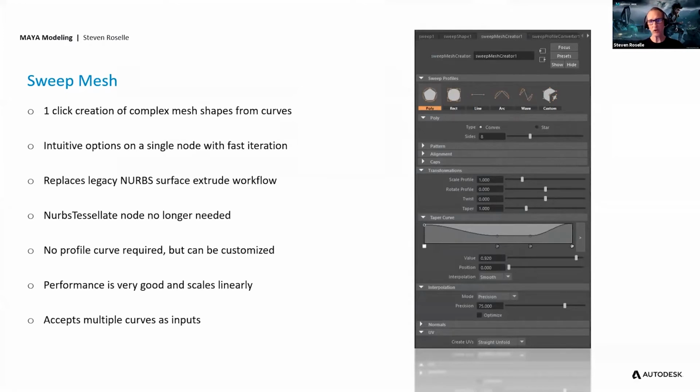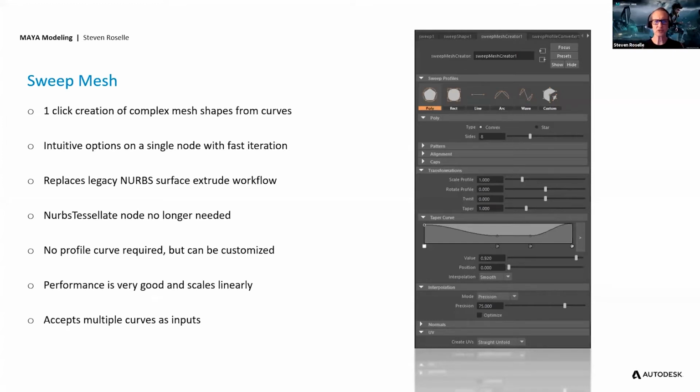It's one node that has all this stuff built into it. It's super intuitive. It's really, really fast to iterate on. You don't set a lot of options up front. You just click apply, and then you just start going to town, tweaking the options. It replaces the old legacy NURBS workflow. The legacy NURBS workflow has been around for a while. It's still there. You can use it, but as a lot of modelers know, it can be a bit cumbersome for creating this kind of mesh in particular.